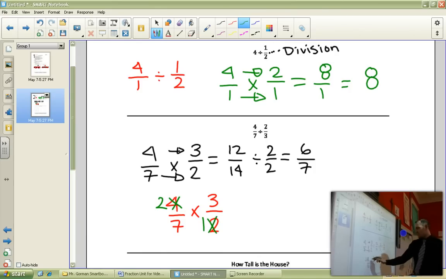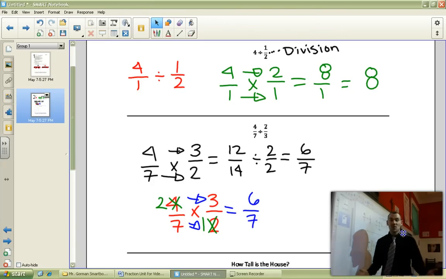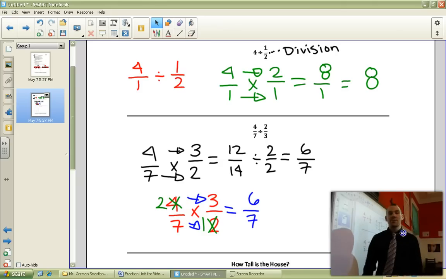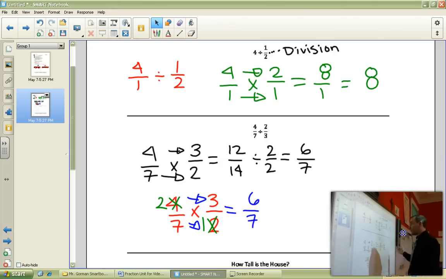And now I'm just going to do my multiplication straight across. I'm going to do 2 times 3 gives me 6. 7 times 1 gives me 7. And I have that same 6/7 right there. Quick and easy. Okay? Let's say you have a mixed number here. Turn it into an improper fraction so that you can multiply straight across, okay? Any whole numbers or mixed numbers, turn them into improper fractions and go for it.